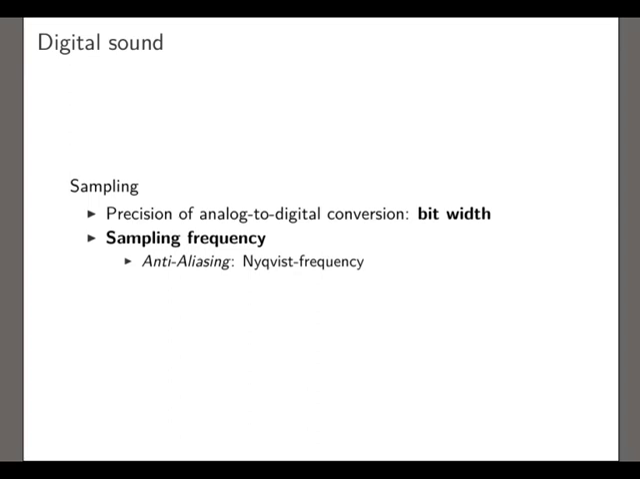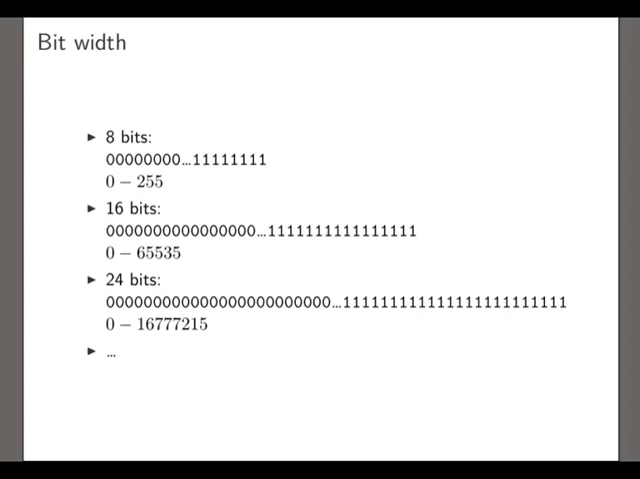Sampling frequency specifies how many times per second the sound pressure level from the microphone is recorded as a digital number. There's an important minimum to the sampling frequency which has to be exceeded in order to avoid artifacts called aliasing. We also want good enough numerical precision for the recording of the sound pressure level changes, and that's where we need to specify bit width.